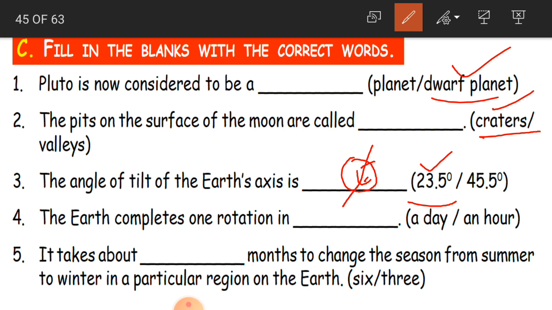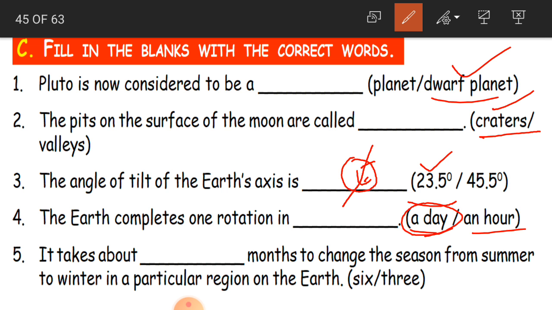Clear, children? Now, the fourth one: the Earth completes one rotation in dash. The Earth completes one rotation in dash. So, either a day or an hour. The Earth completes one rotation in a day. Okay, the answer is a day.